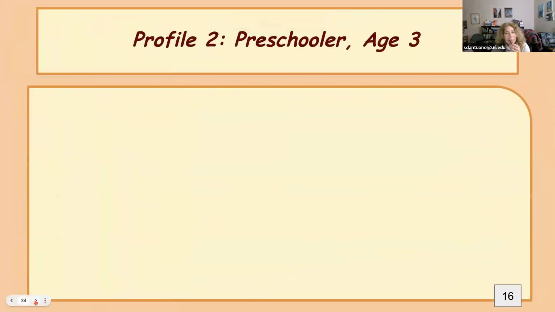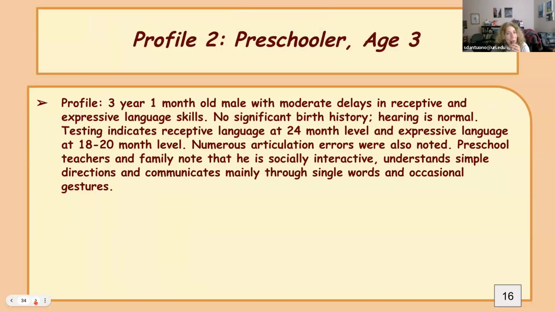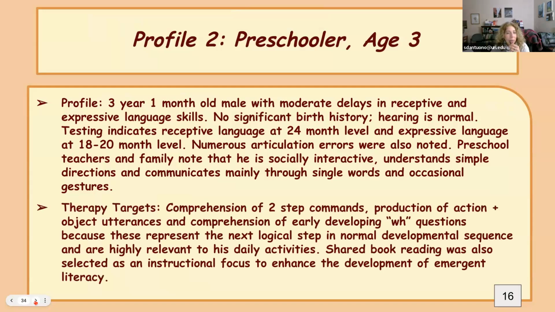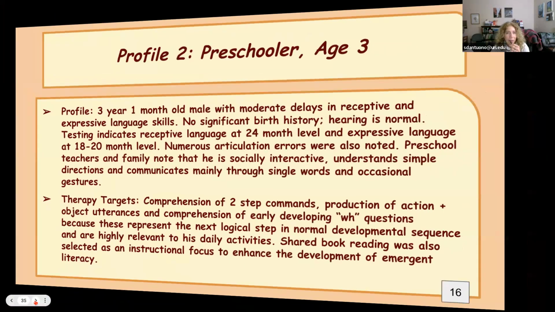So here's another profile. Kind of skip this. It's a 3-year-old with moderate delays. So what would therapy targets look like? Here they are. I'm not going to read this to you.